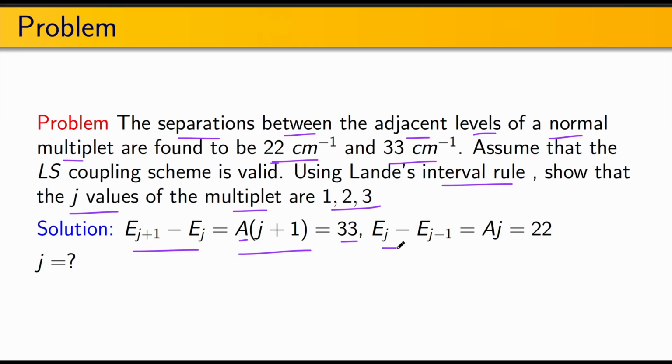And E_J minus E_J-1, the energy difference between the multiplets denoted by J and J minus 1, is equal to A times J, that is 22. From there you can easily calculate these two expressions. You can calculate what is J. In fact, you will find J is 2, and from there the answer is obvious.